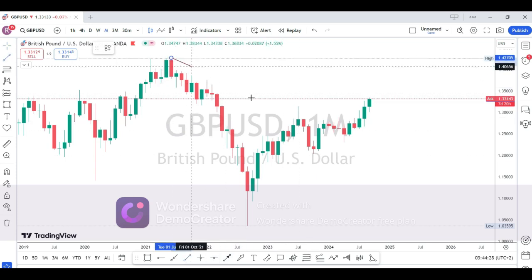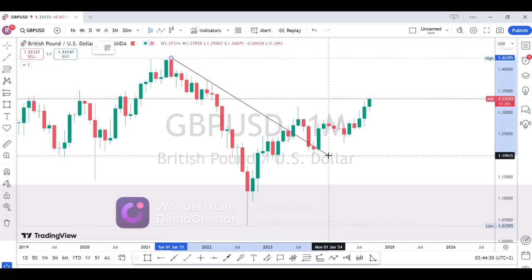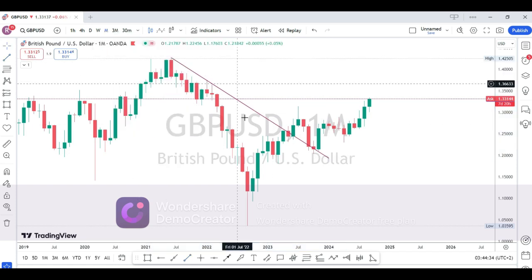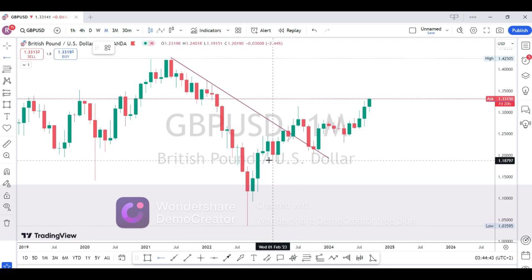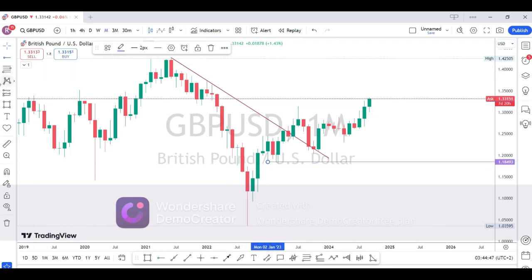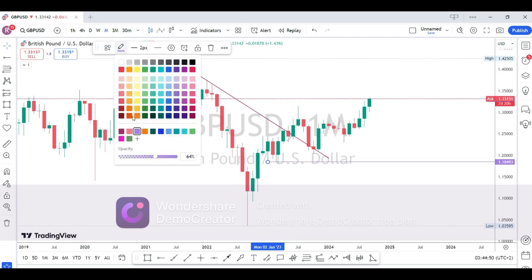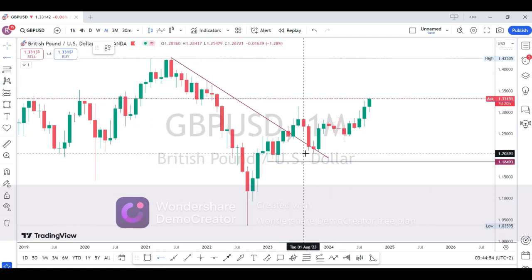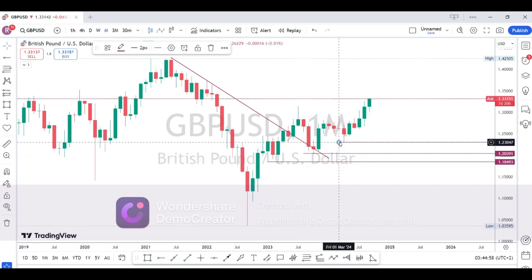As you can see, the market has not broken the trend line of this monthly time frame. So we mark the first support here, is here. Then the second one we also mark it, and the third one is here.